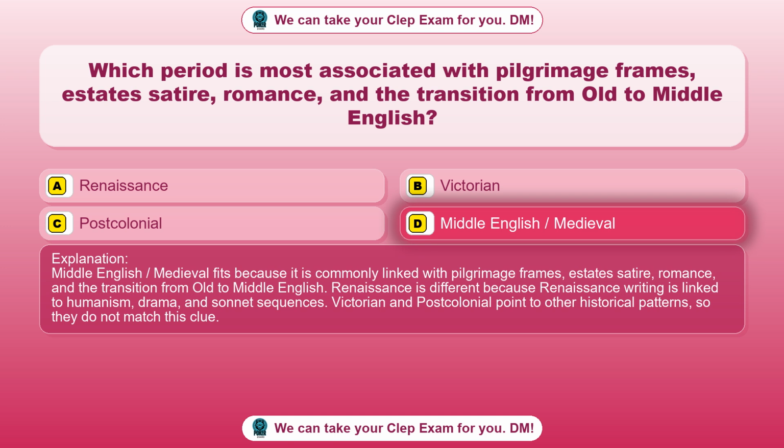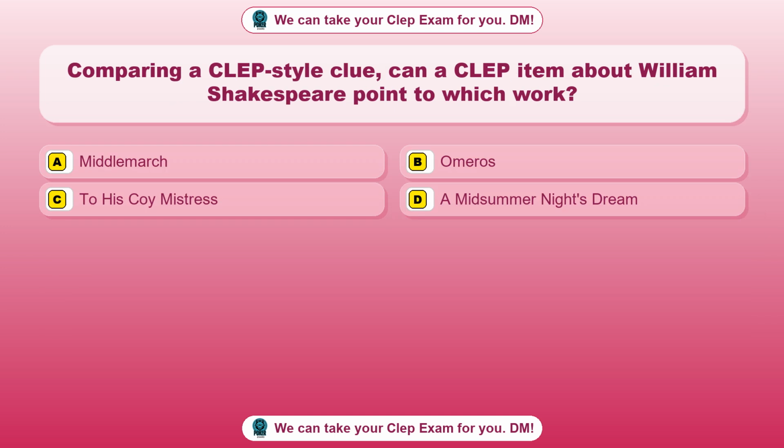Renaissance is different because Renaissance writing is linked to humanism, drama, and sonnet sequences. Victorian and post-colonial point to other historical patterns, so they do not match this clue. Question 18. Comparing a CLEP style clue, can a CLEP item about William Shakespeare point to which work?